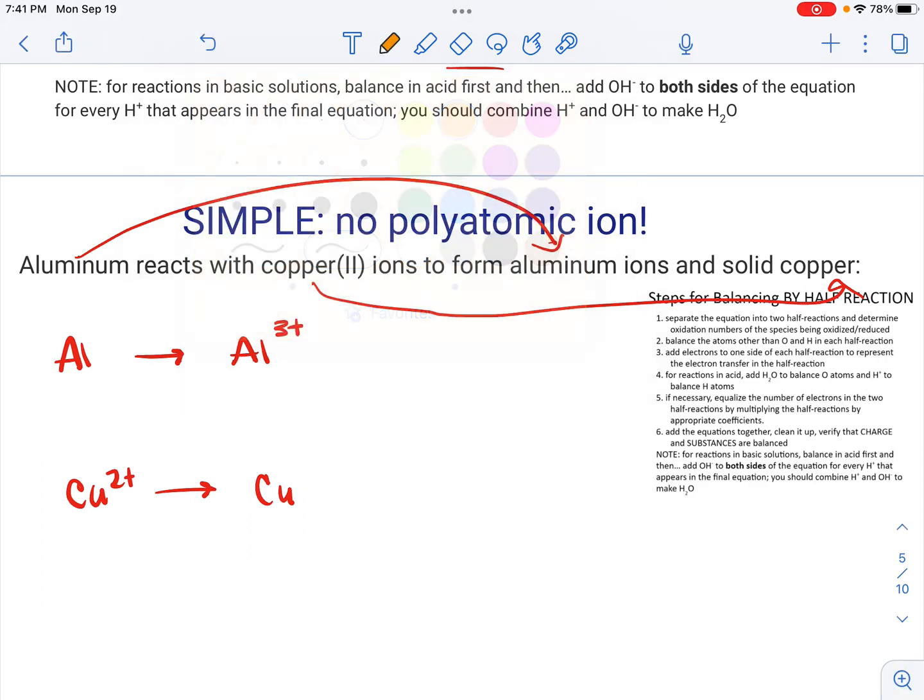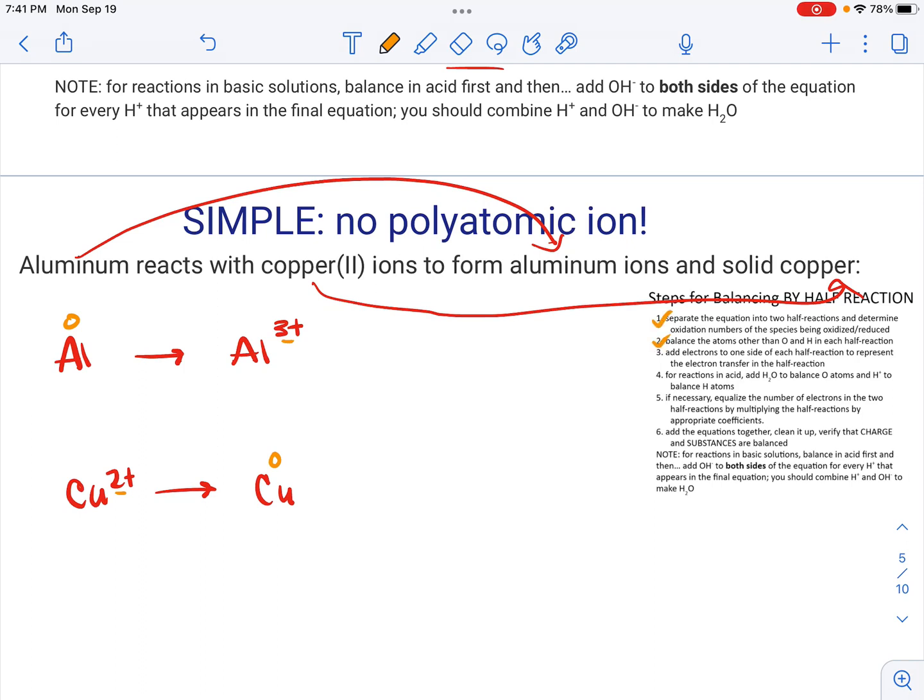We have solid aluminum, so it's 0. The ion has the charge of 3+, so that's a +3 oxidation number. The copper has a 2+, so that's a +2 oxidation number, and solid copper would be 0. Now we're going to balance anyone other than oxygen and hydrogen. In this case, there are no oxygens or hydrogens, and everything is already balanced. We have one aluminum on each side, and one copper on each side. So we've taken care of the first two steps.